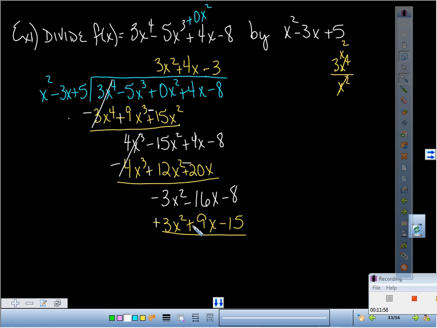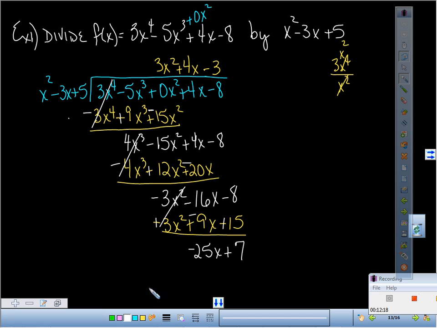So, positive, negative, positive. Alright, the 3x squareds cancel like they're supposed to. A negative 16x and a negative 9x make what? A negative 8 and a positive 15 make a 7, positive 7.